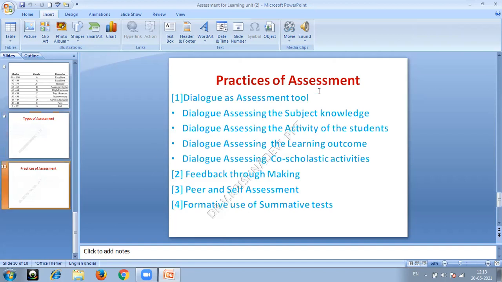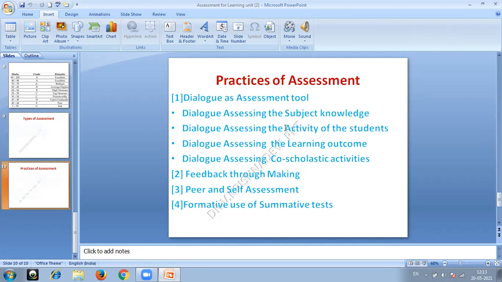And the last one is practices of assessment: dialogue as assessment tool, feedback through marking, peer and self-assessment, and formative use of summative tests. Dialogue as assessment tool is nothing but the teacher adopting some dialogues with the students for measuring their activities. It is called dialogue for assessing. Dialogue assessing the subject knowledge: checking the student's subject knowledge through dialogue is called dialogue assessing the subject knowledge.